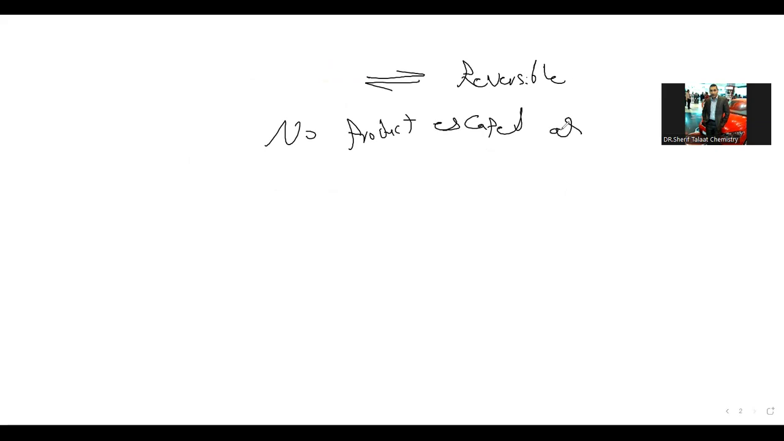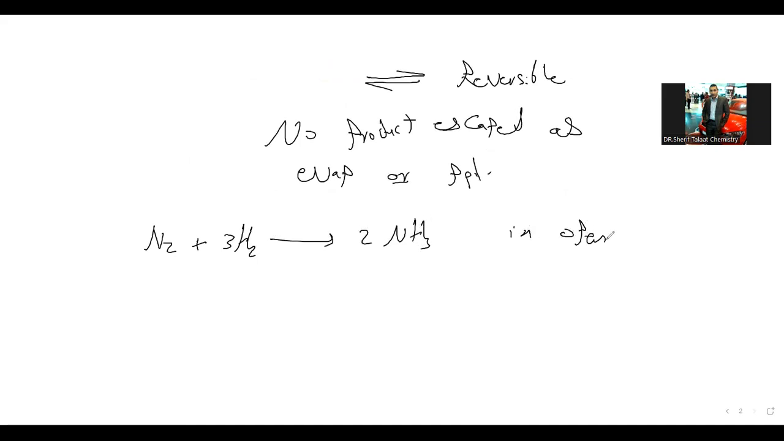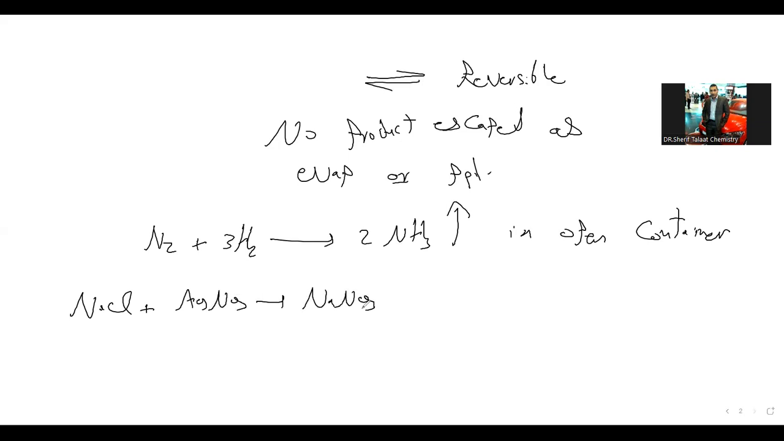No product escaped as evaporate or precipitate. For example, if we have N2 plus 3H2 gives 2NH3 in an open container, this means that there is no reversible reaction, gas evolves. Or NaCl plus AgNO3 gives NaNO3 plus AgCl as a solid precipitate. So this also means one product escaped as precipitate, or one product escaped as evaporate.